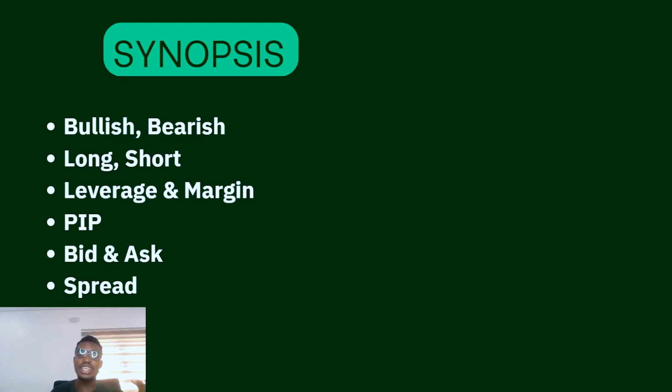The margin is the amount of capital, in percentage or in dollars, needed to open or manage a trade. The pip is the smallest unit of measurement to measure the change in value. So when USD moves from this price level to this price level, we measure it in pips. The bid price is the price you sell at. The ask price is the price you buy at. The difference between the bid and the ask is known as spread.